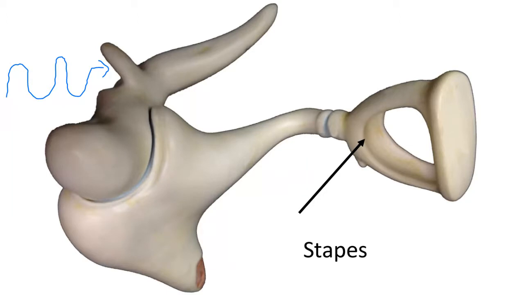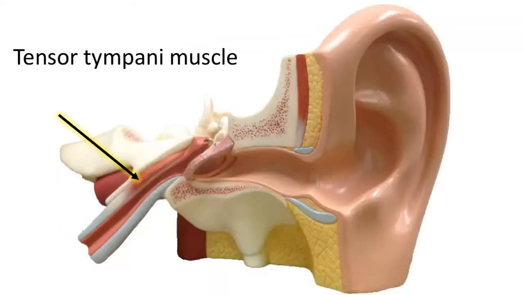We'll talk more about that in lecture. Finally, the tensor tympani muscle. This is the muscle you use if you try to pop your own ears. That's what you use to equalize the pressure inside the ear. All right, that's it for the middle ear.